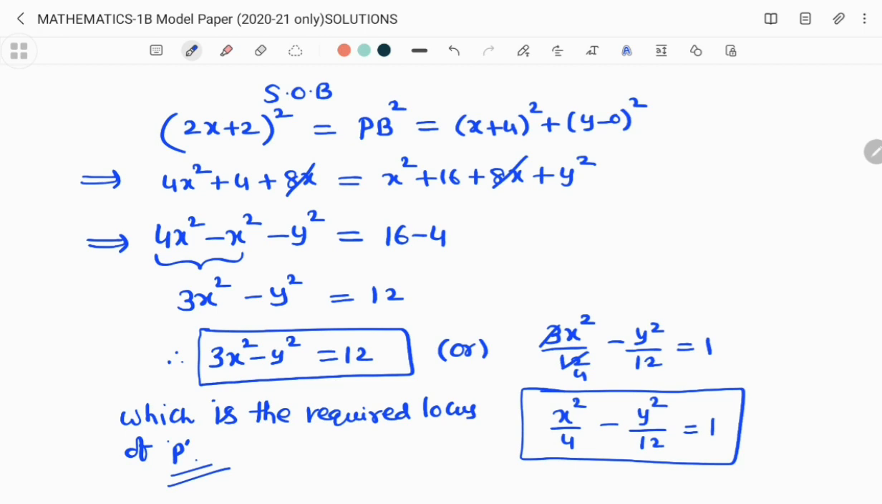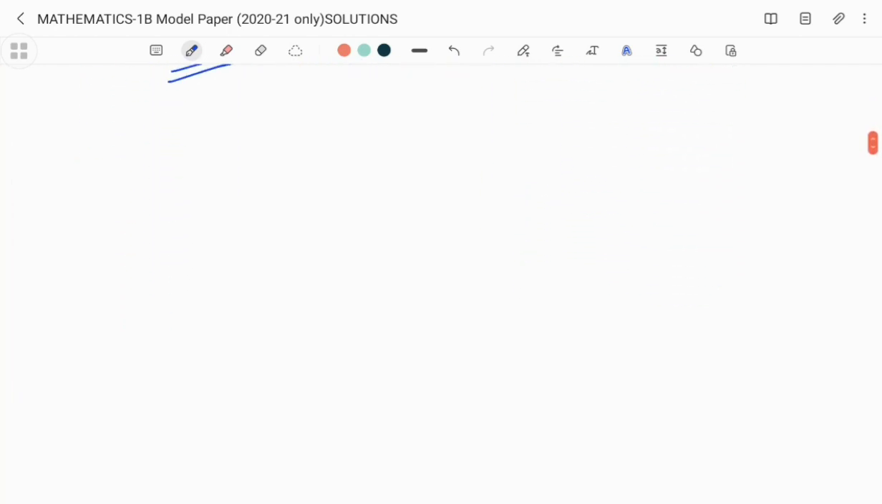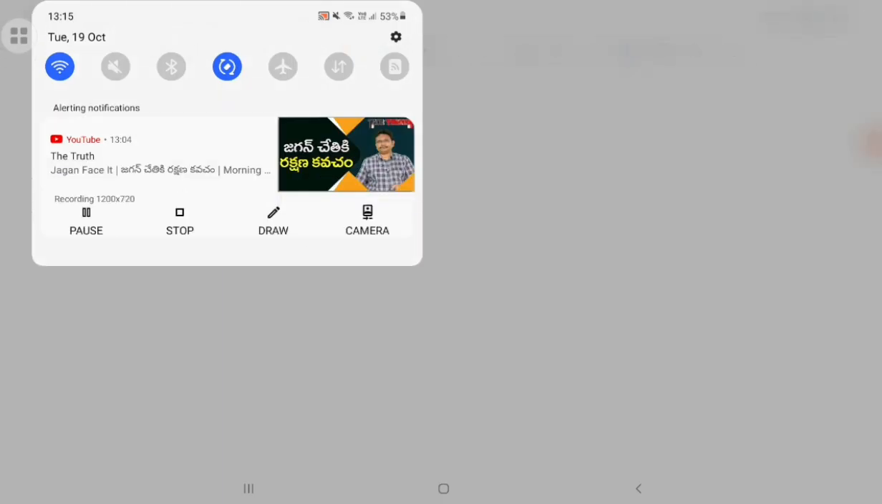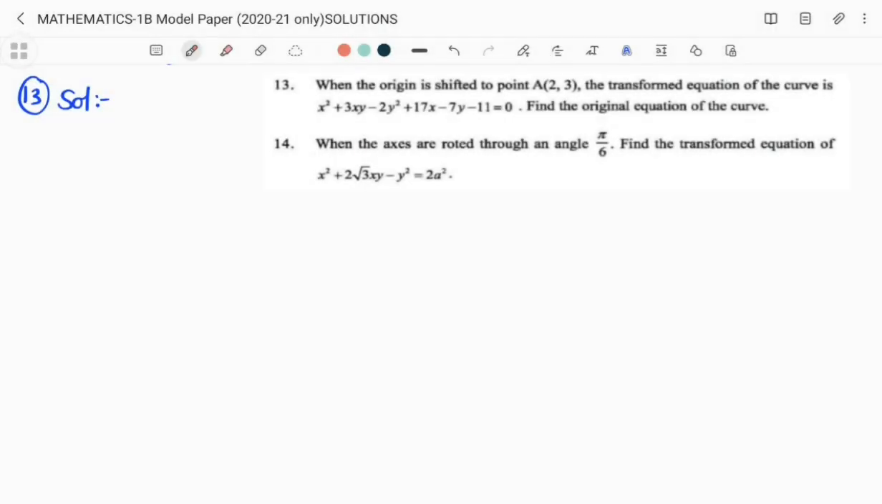We'll move to the next questions, number 13 and 14, which belong to transformation of axes. Question number 13. When the origin is shifted to the point A(2, 3), the transformed equation of the curve is x square plus 3xy minus 2y square plus 17x minus 7y minus 11 equal to 0. Find the original equation of the curve.